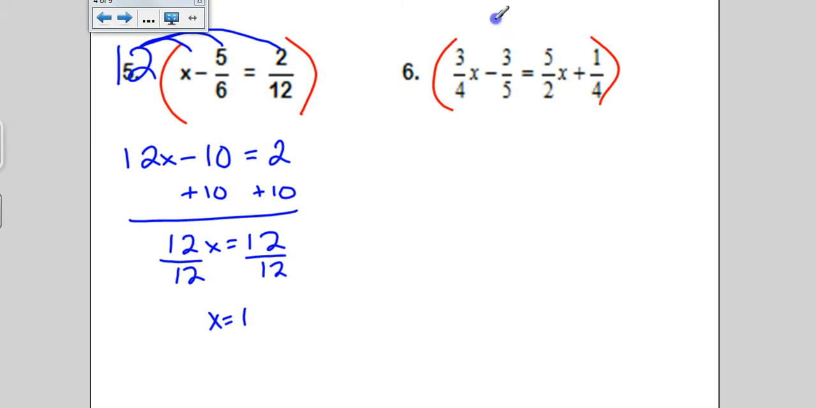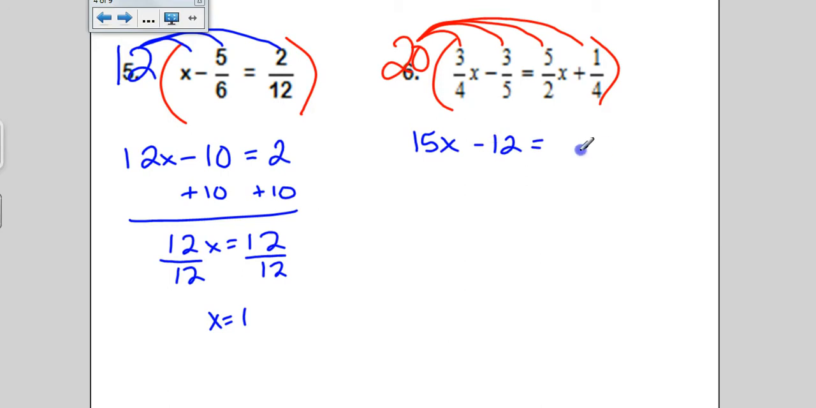Okay, here on number 6, big parentheses around the whole thing. Now the LCM, or the LCD, for 4, 5, and 2 is going to be the number 20. So a big 20 outside of the whole equation. And we're going to go ahead and distribute this 20 into every part of the equation. So that leaves us with 20 times 3/4 is a 15x. 20 times 3/5 is a 12. 20 times 5 halves is a 50x. And 20 times 1/4 is a plus 5.